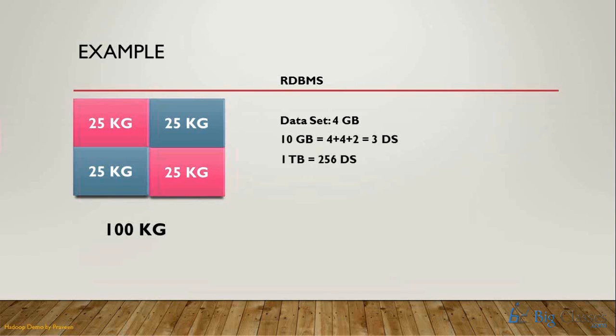So if you want to store 1 terabyte of data, RDBMS is going to be holding 256 data sets. Maintaining 256 data sets is okay for RDBMS; it is possible. But where the data is something like 1 petabyte, 1 petabyte means 1024 terabytes of data, how many data sets are required? If I simply multiply by 1000, 256,000 data sets are required to store the data in your RDBMS case. This is where the problem is.